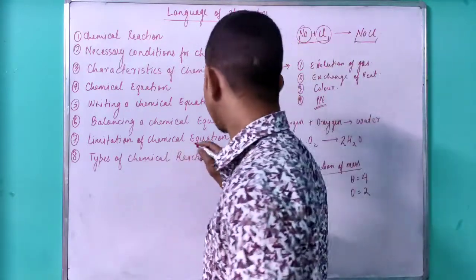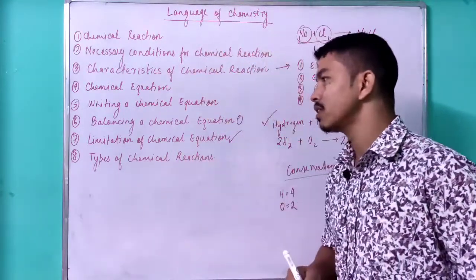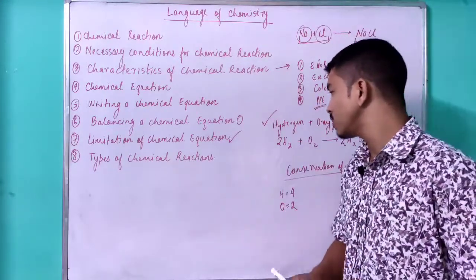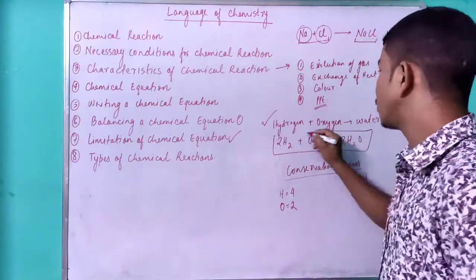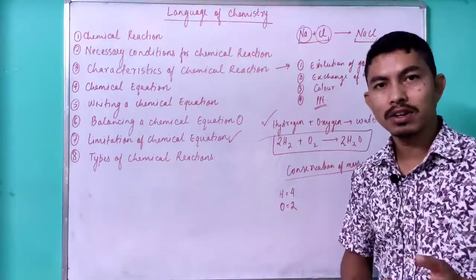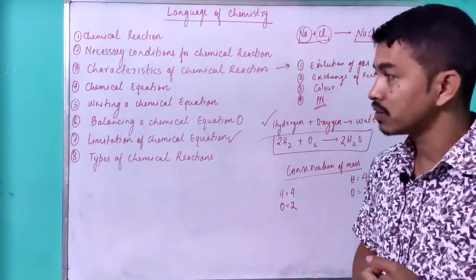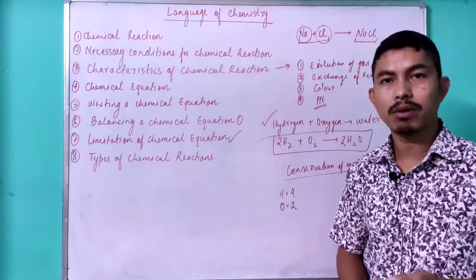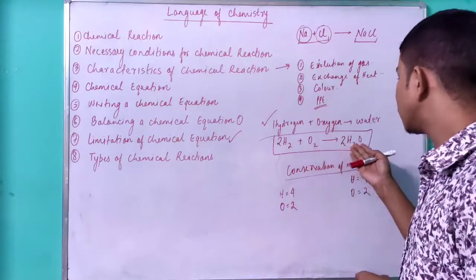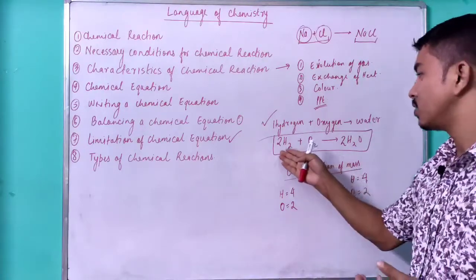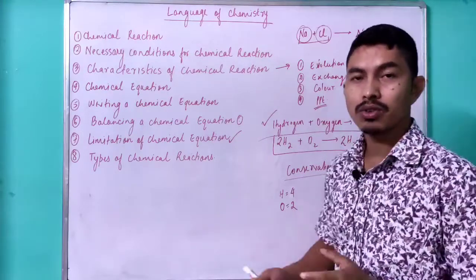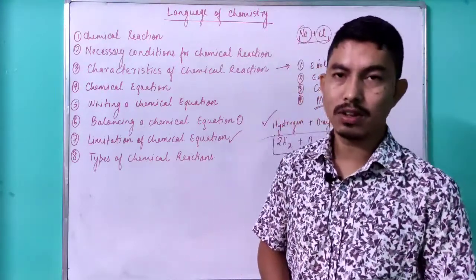Now coming to the limitations of a chemical equation. Limitation means some of the information that is not conveyed by the chemical equation. The first is, when we look at this reaction, we will not be able to tell which one is a gas, which one is a liquid and which one is a solid. So that is the first limitation. It does not tell us about the state of the reactants and the products. The second, it also does not tell us about the time period, meaning during what time the hydrogen reacts with the oxygen to produce water. These are the 2 limitations of a chemical equation.